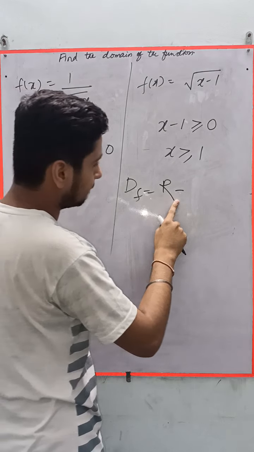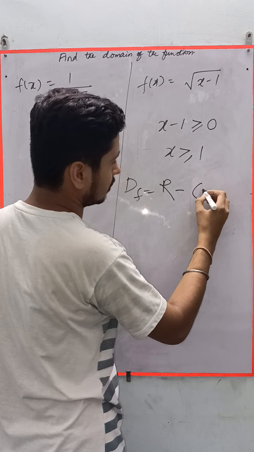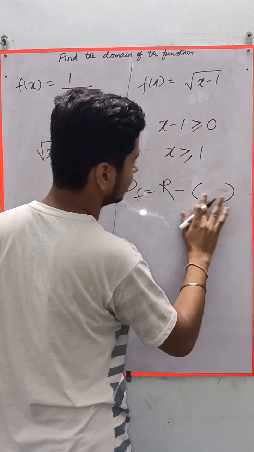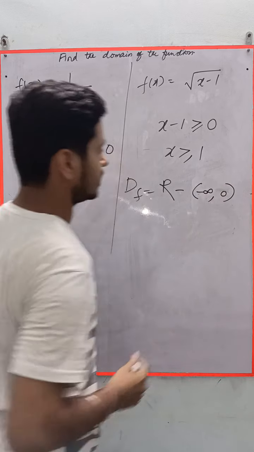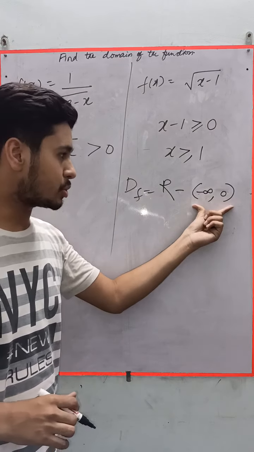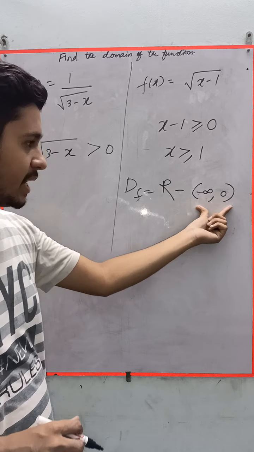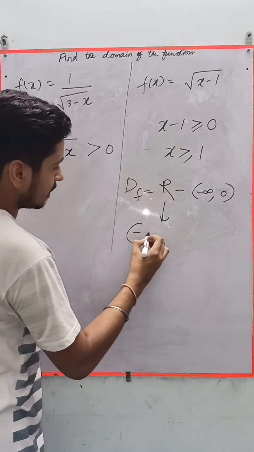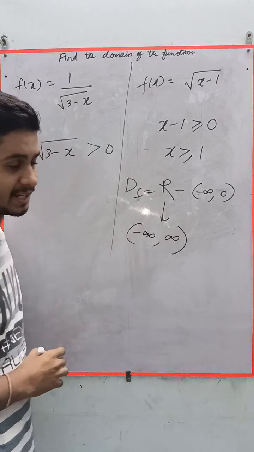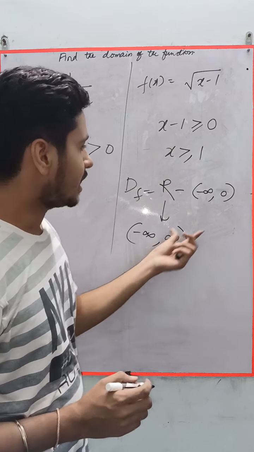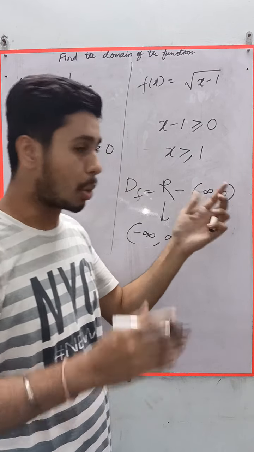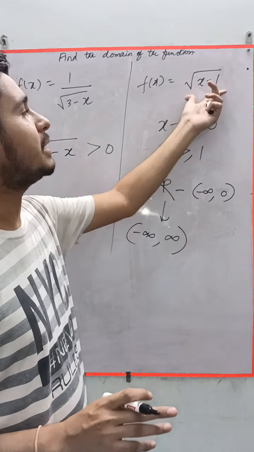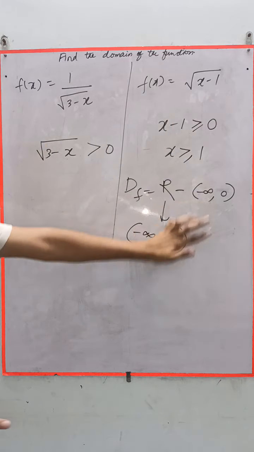So the whole real numbers except from 0 down to negative infinity. Negative infinity will be written here at the start, and 0. Now I am using this open bracket, which says the whole real numbers. We know the real numbers go from minus infinity to plus infinity. Except this bracket, the rest, that set of values, can be the domain of this function. Alright, you understood this?